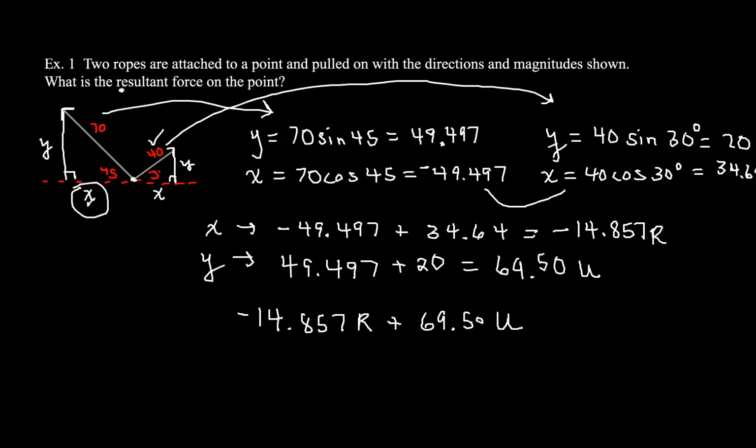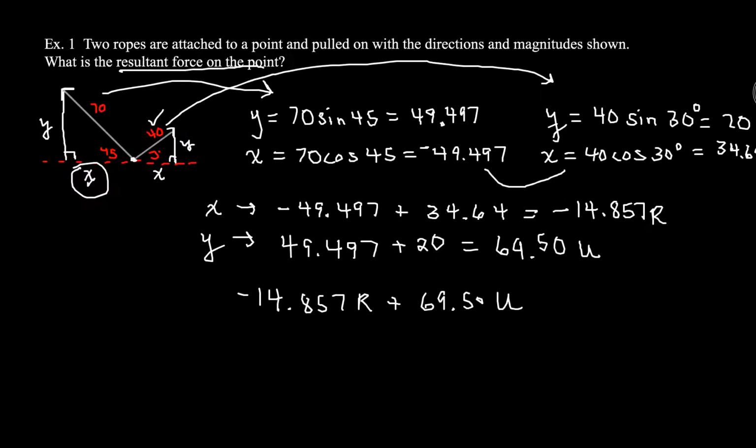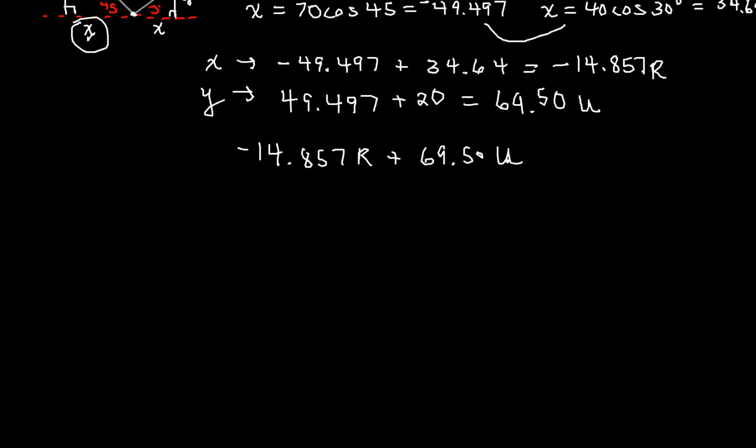It says, what is the resultant force? So we need to have a magnitude and a direction. This is the part that's going to be added onto this problem. What we're going to do is take these coordinates, which are rectangular coordinates, and change them back into polar coordinates. So I'm going to make a little graph here, like such.